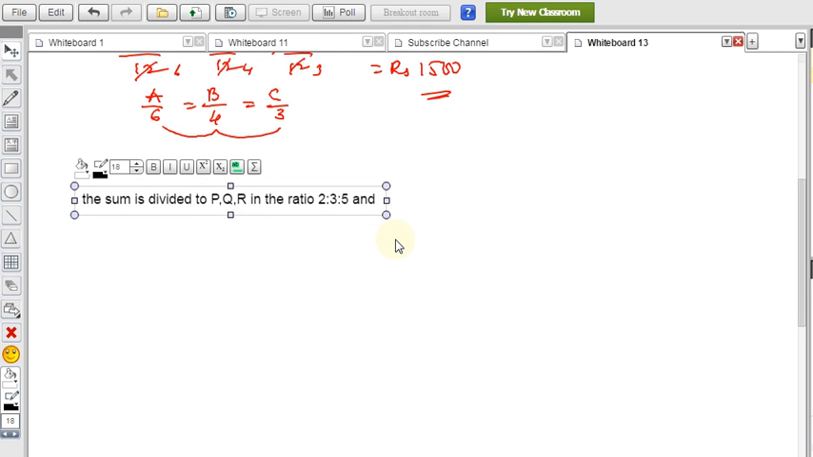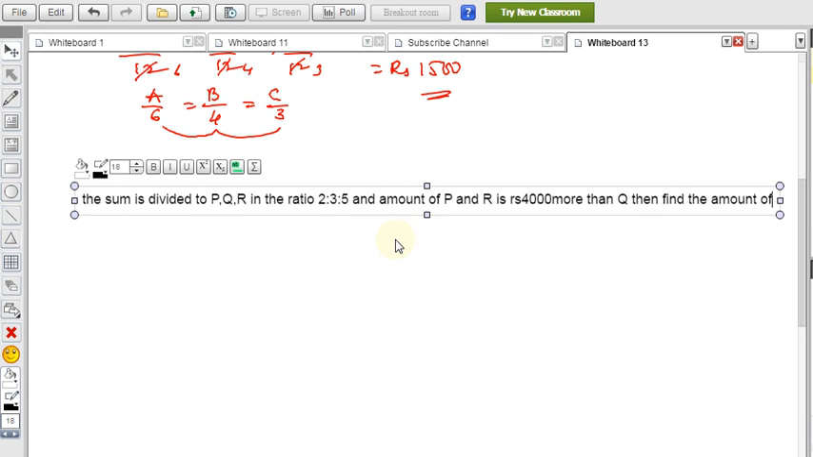The amount of P and R is rupees 4000 more than Q. Then find the amount of R. So the R value we need to find out.